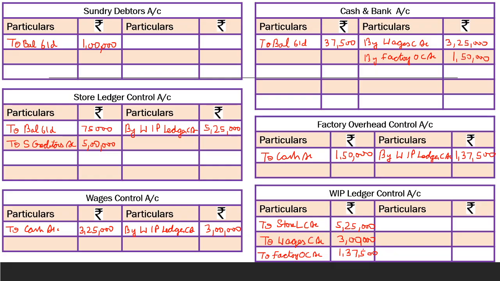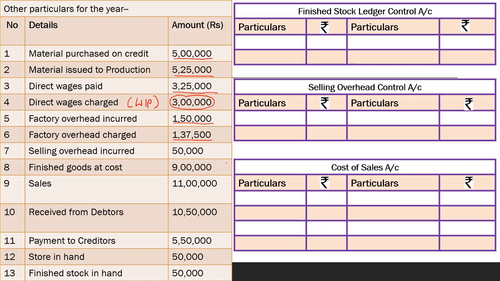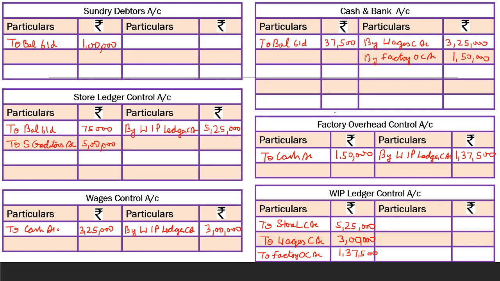Our next transaction is selling overhead paid costing rupees 50,000. Now this selling overhead is an expense and our entry is selling overhead account debit to cash account. So on the debit side we write to cash account and the amount is 50,000, and in cash account we write by selling overhead control account 50,000.